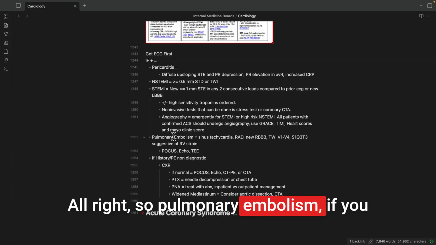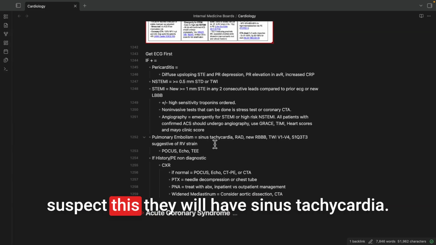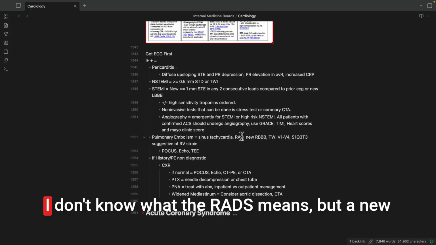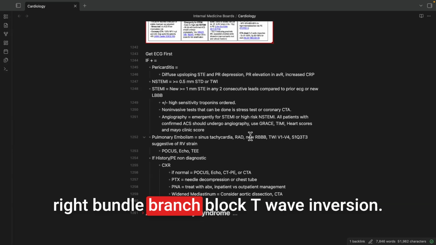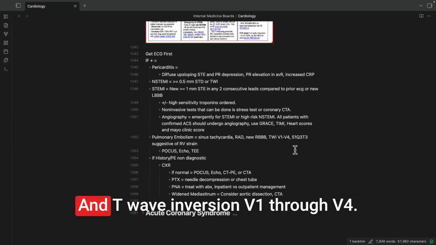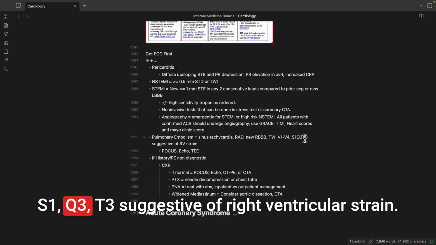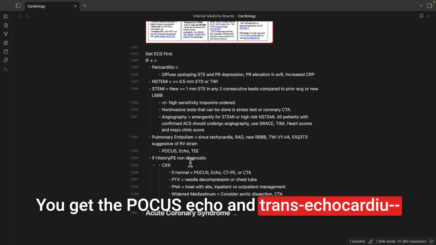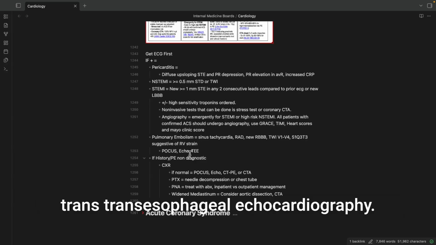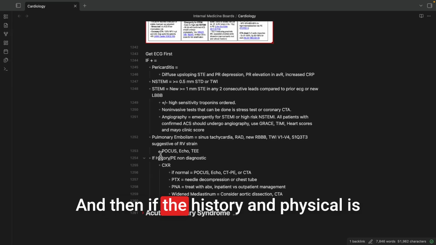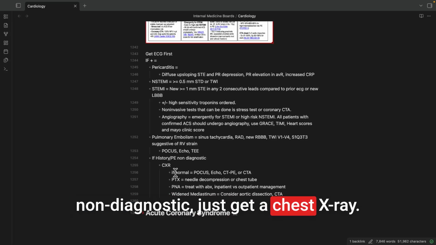All right, pulmonary embolism. If you suspect this, they will have sinus tachycardia, I don't know what the RADS means, but a new right bundle branch block, T-wave inversion in V1 through V4, and S1Q3T3, suggestive of right ventricular strain. You get the POCUS echo and transesophageal echocardiography. And then if the history and physical is non-diagnostic, just get a chest X-ray.